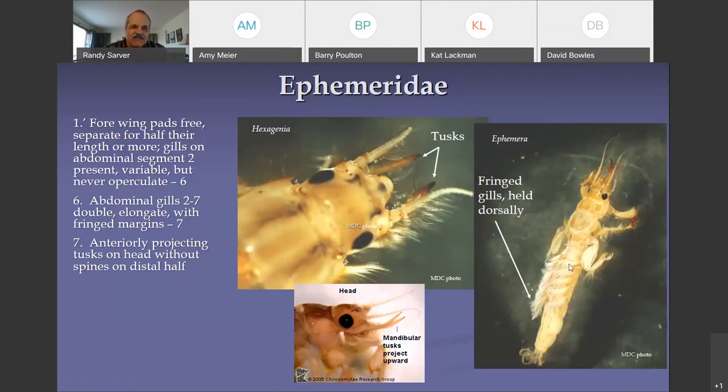So I just call them fancy gills. They're pretty fancy. A lot of times, most of these burrowers hold those gills up over their back. Because again, I'm saying burrowers, right? Most of these make a tube. They excavate a tube in clay, and they can actually circulate water through that tube for food and oxygen.